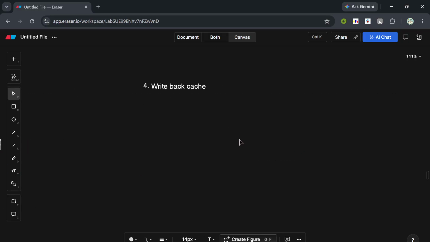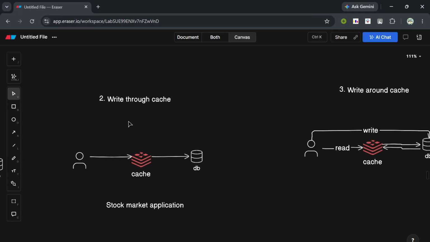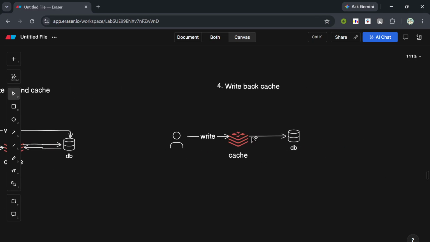Now, in this fourth strategy, whenever we need to write data into our application, we do it in our cache memory. But you may think that it is similar to write-through cache, right? Here also, whenever we need to write some data, we are writing in our cache memory first and then the cache updates the DB. But the major difference is the process by which the cache updates the DB.